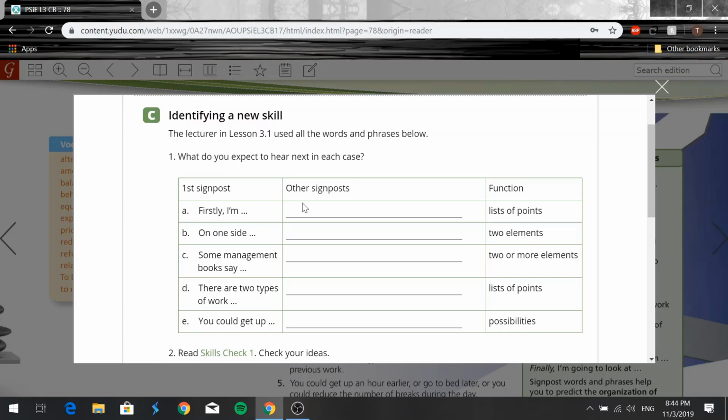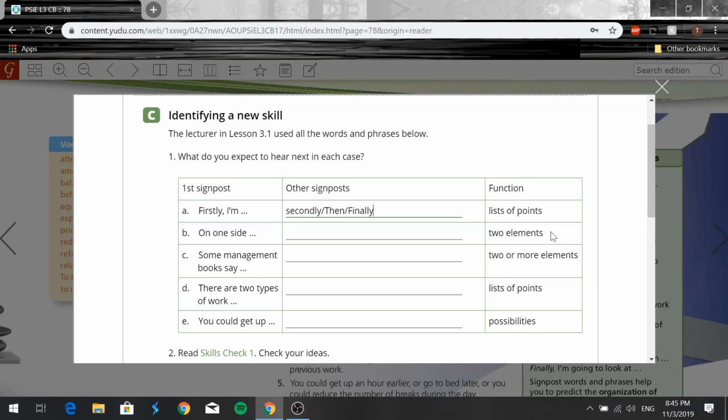For other signposts, we'll add secondly, or I'll add then, and I'll keep going, right? So the function here is listing 2 points, okay? I mean, not necessarily 2 points. I could also say finally, but I have to add secondly or then before I add finally. So the function here for this signpost is to list the different points. In this case, it's the different points that I'm going to talk about.